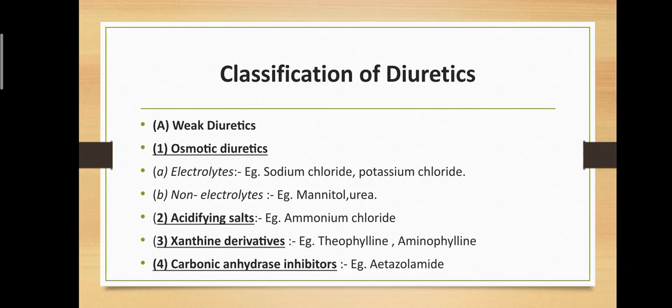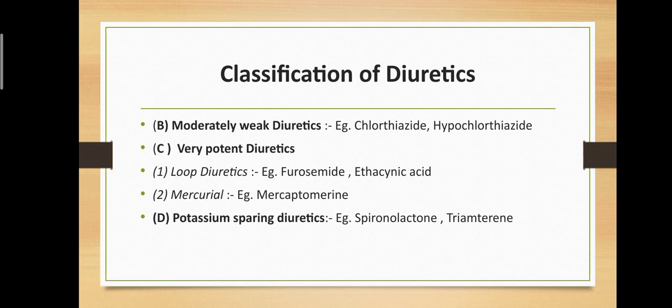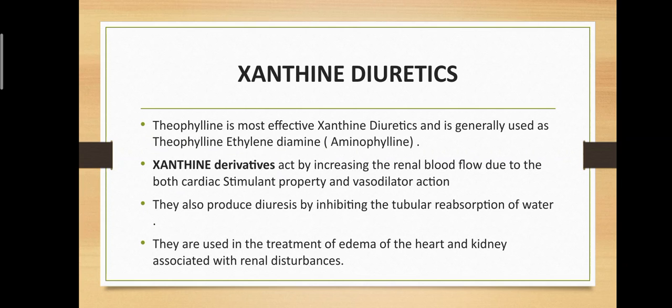Let's see once again the classification of diuretics. There are four main types: weak diuretics, moderately weak diuretics, very potent diuretics, and potassium sparing diuretics. Let's see the second main types.